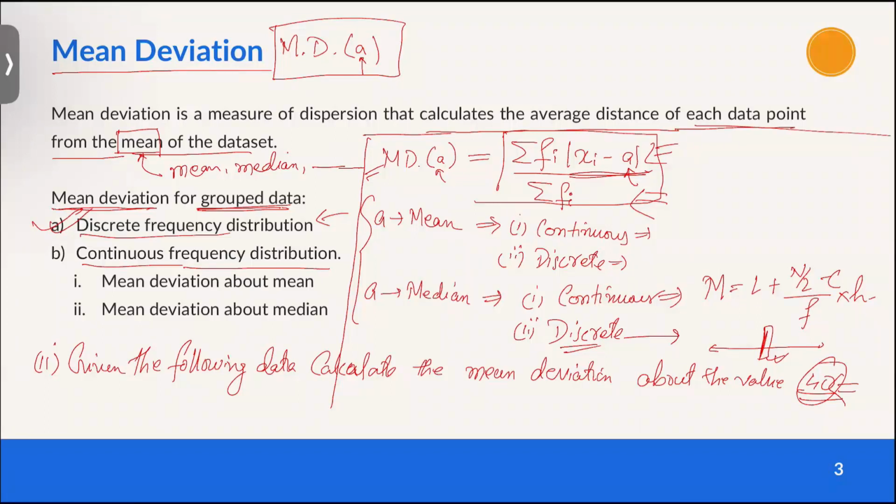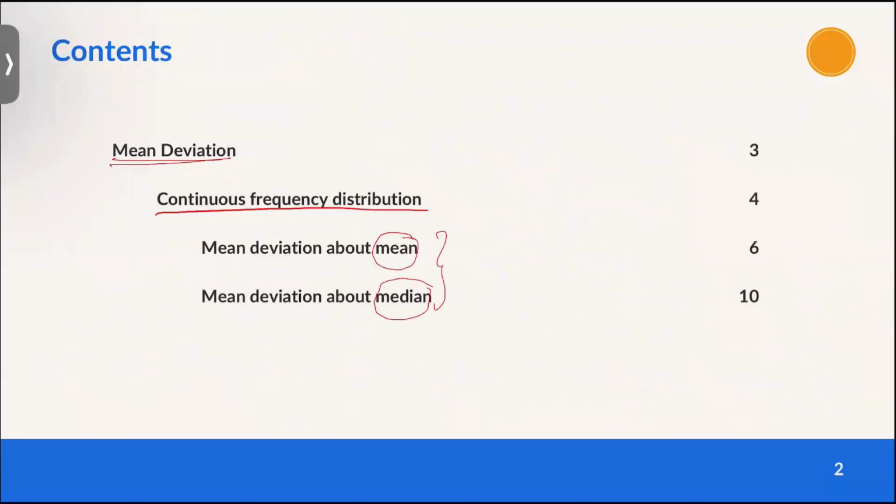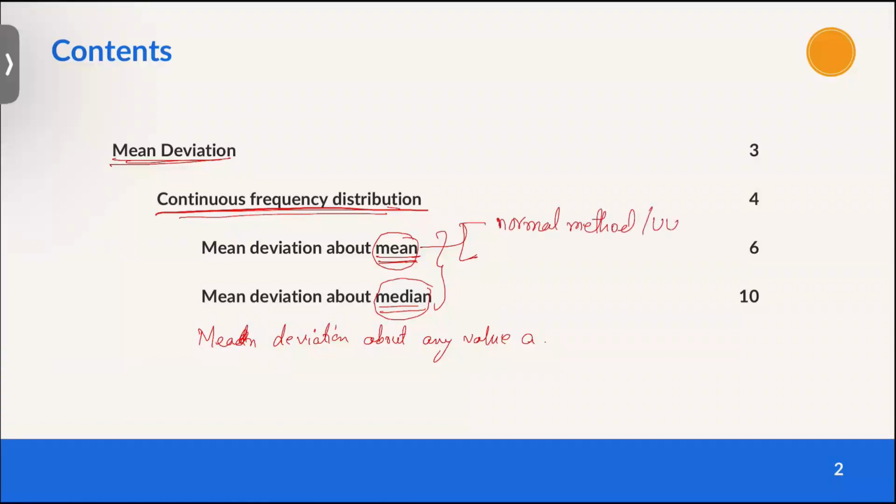Okay, so what we have done is talk about mean deviation and we saw how a continuous frequency distribution is tackled. We saw it can be calculated about the mean, and about the median. We also saw how it can be calculated about any value a. For the median, we saw two methods: one is the normal or usual method, and the other is the step deviation method.